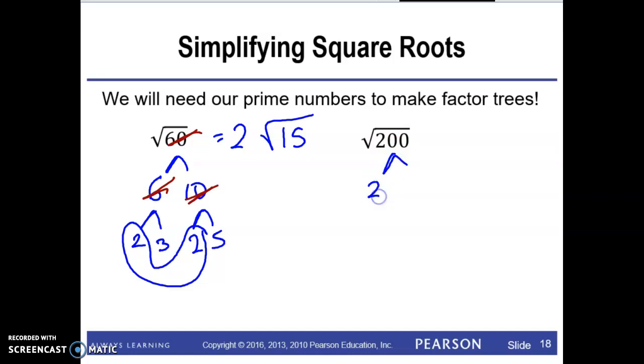All right, let's do 200. I see two zeros, so I'm going to use 100. And I know 100 is 10 times 10. Okay, now remember you guys, I told you need two numbers to come outside the square root. At this point, you could circle your 10 and your 10.